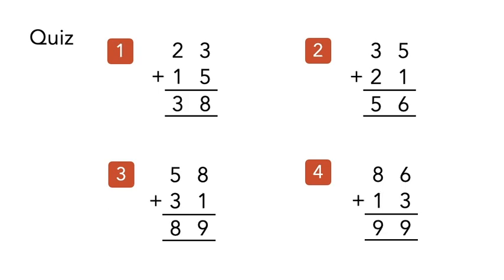Here are the answers for when you've finished. So we've got 23 plus 15 is 38. 35 plus 21 is 56, and 58 plus 31 is 89, and finally 86 plus 13 is 99.